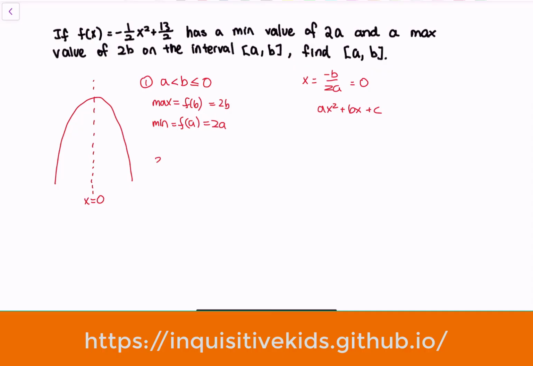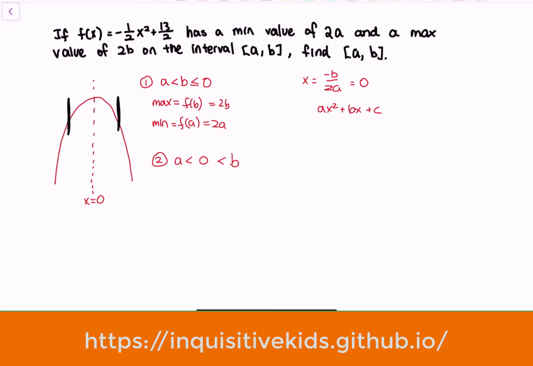And our next case is when 0 is included in the interval from a to b. It means a is somewhere here on the left side of x equals 0, and b is somewhere on the right side of x equals 0. But this case gets slightly more complicated, so we'll have to split into two smaller cases.